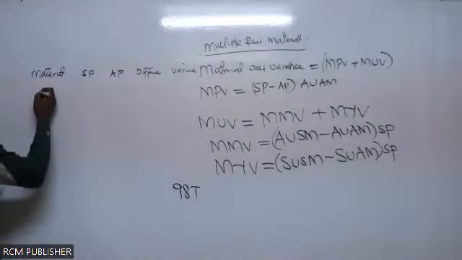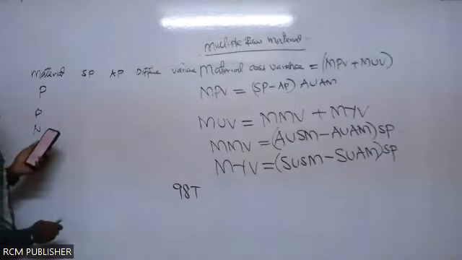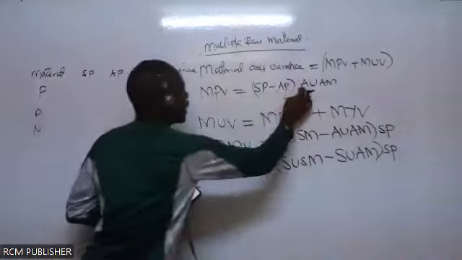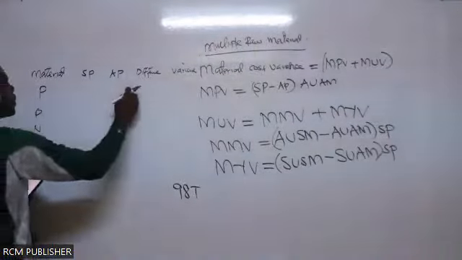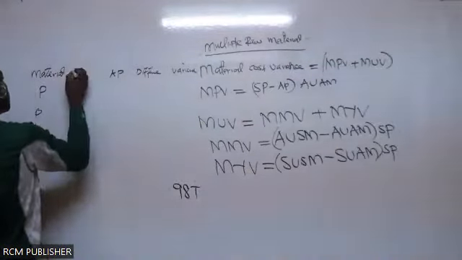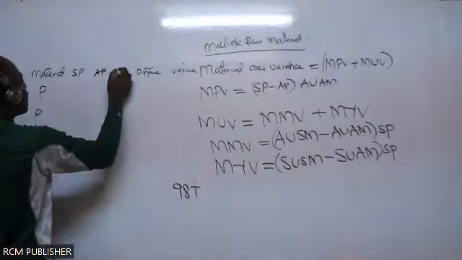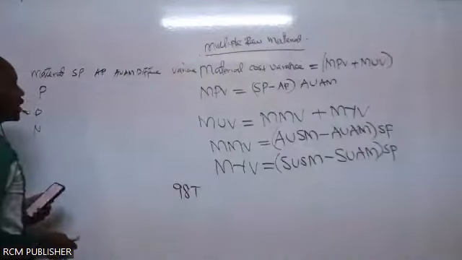We have P, we have Q, we have N. The standard price of P. Sorry, there's something we are leaving: actual usage in actual mix. So let's have actual usage here. Standard price, actual price, then actual usage in actual mix.